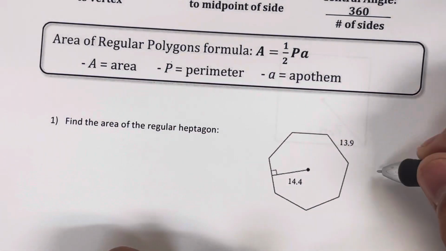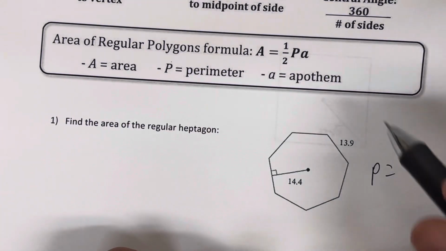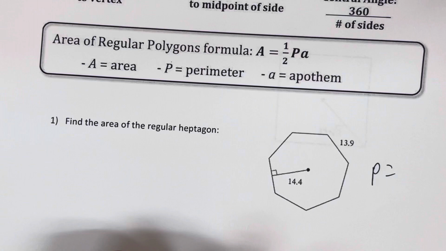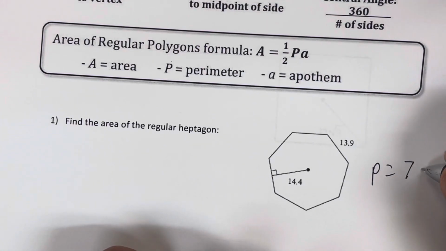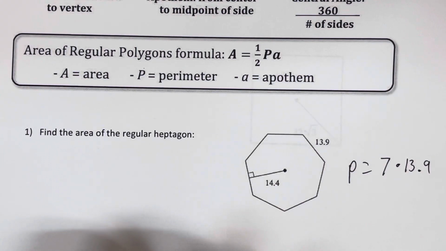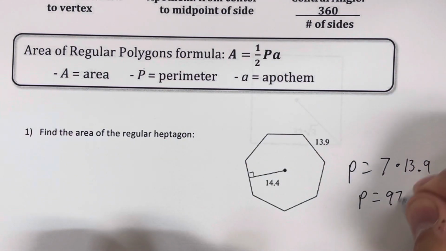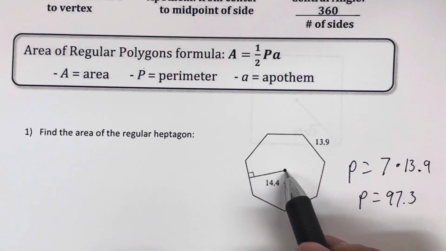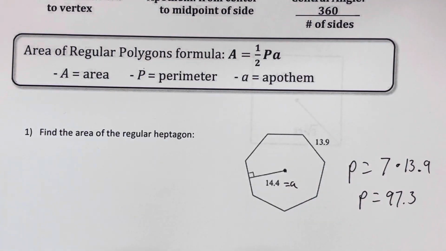So this one's not going to be too bad. First step is I'm going to find the perimeter. And in this case, this is a 1, 2, 3, 4, 5, 6, 7-sided figure. So the perimeter would be 7 times a side length, 13.9. So 7 times 13.9 is 97.3. The apothem is given to us. This goes from the center to the side at a right angle, so that's the apothem.